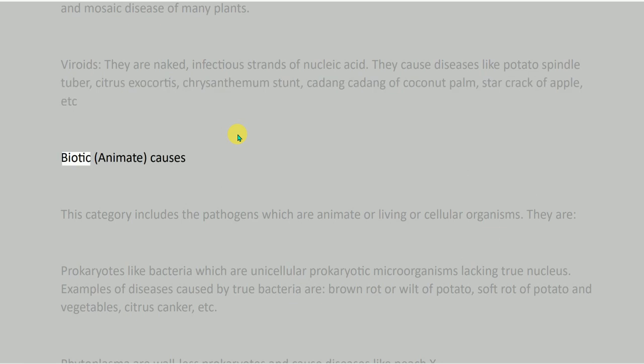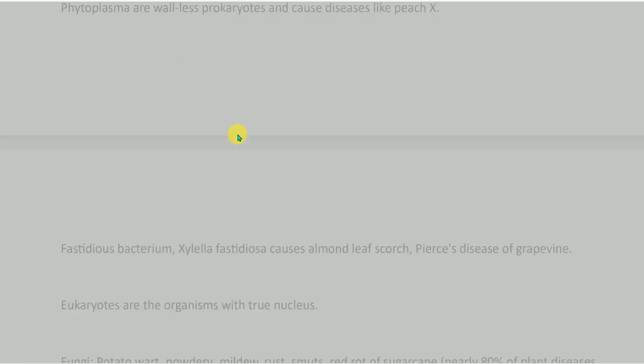Biotic, animate, causes. This category includes the pathogens which are animate or living or cellular organisms. They are prokaryotes like bacteria, which are unicellular prokaryotic microorganisms lacking a true nucleus. Examples of diseases caused by true bacteria are brown rot or wilt of potato, soft rot of potato and vegetables, citrus canker, etc. Phytoplasmas are wall-less prokaryotes and cause diseases like peach X. Fastidious bacterium, Xylella fastidiosa, causes almond leaf scorch and Pierce's disease of grapevine.